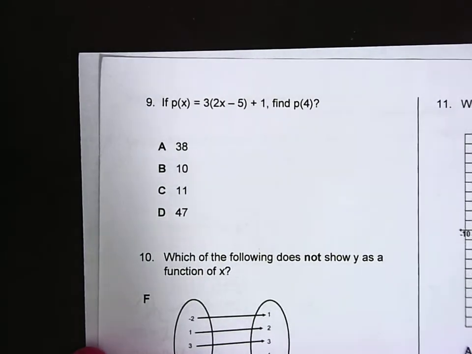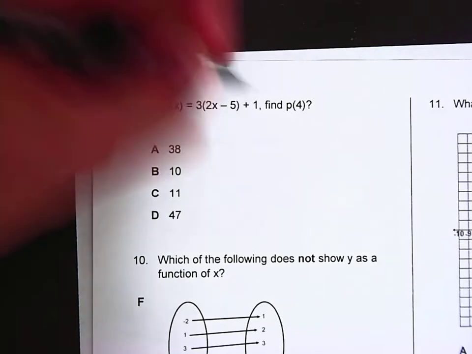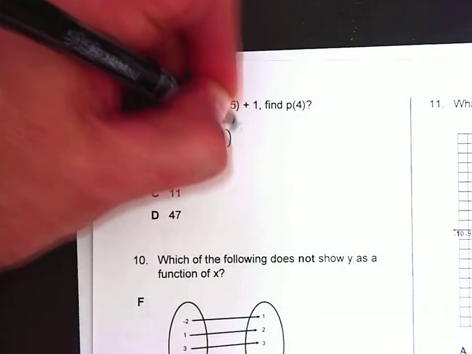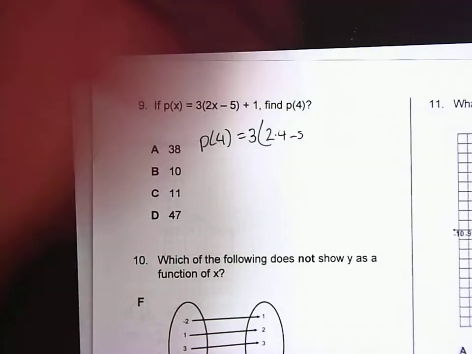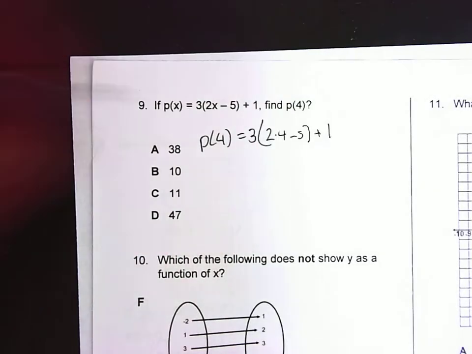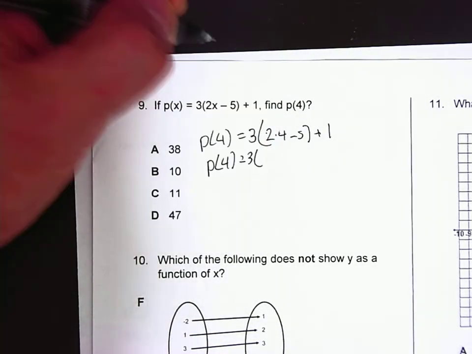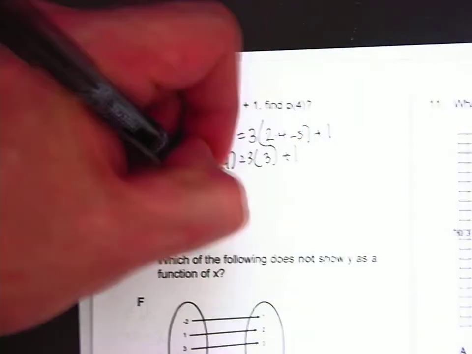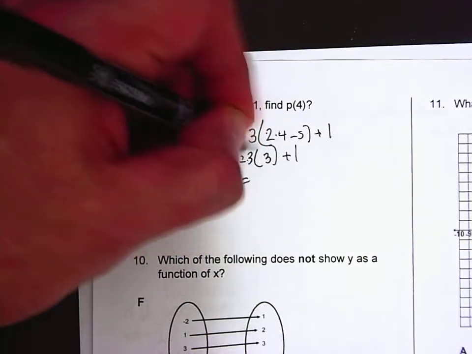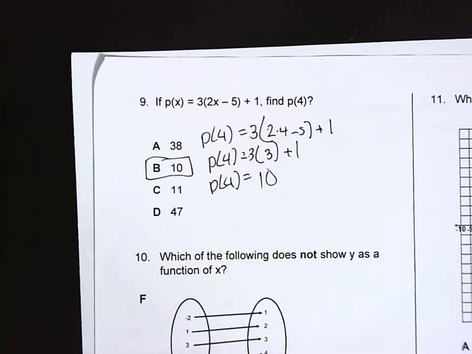If p of x equals 3 times the quantity 2x minus 5 plus 1, find p of 4. So we simply substitute all the x's in this equation with the number 4. So p of 4 equals 3, 2 times 4 minus 5 plus 1. So just using PEMDAS, p of 4 equals 3 times, 2 times 4 is 8, minus 5 is 3. 3 times 3 is 9, plus 1 is 10. So choice B. You also could just put it into your calculator and solve it.